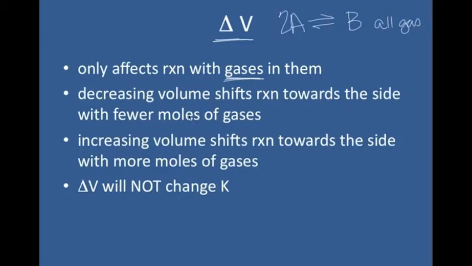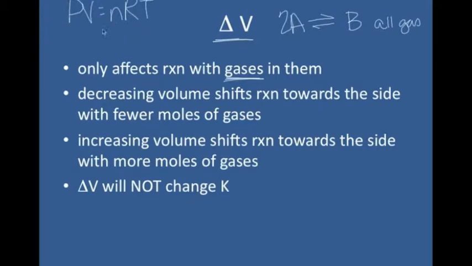So if you decrease the volume, meaning you put this reaction into a smaller container, in order to keep the pressure constant, then it has to figure out a way to equalize this volume shift. And the way that it does that is by shifting towards the side that has fewer moles of gases. Because the big thing is we got to keep pressure constant here. And we got to keep temperature constant.